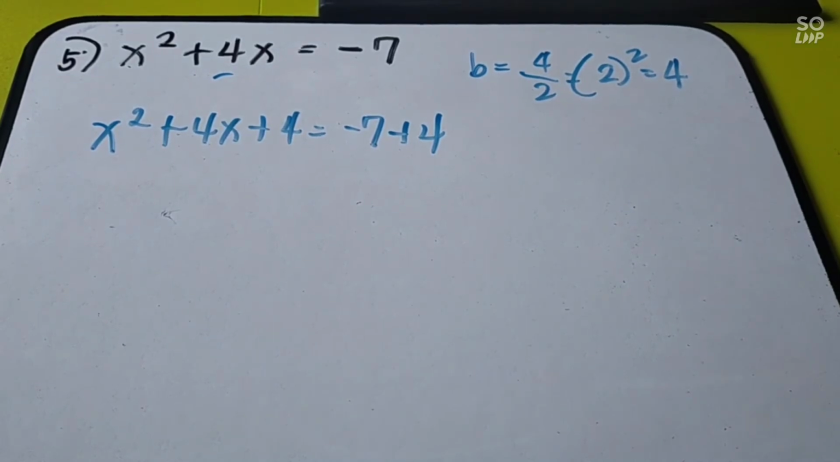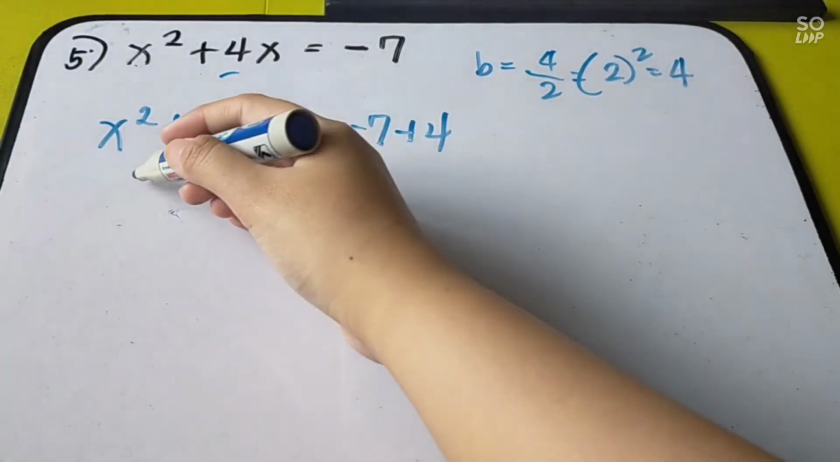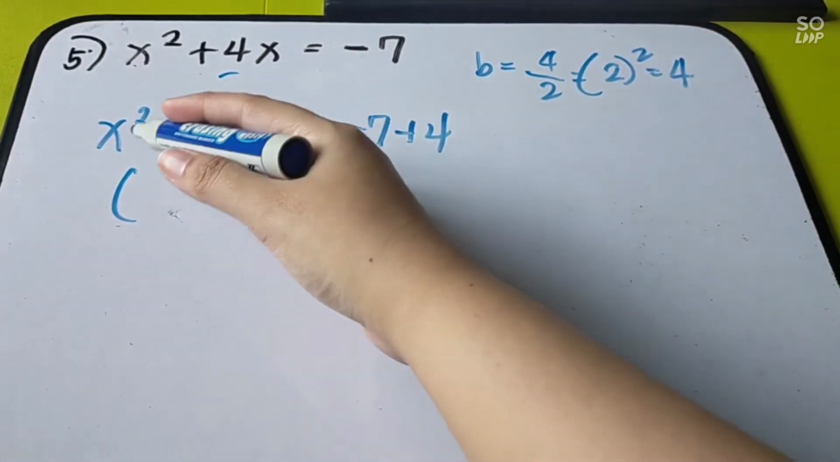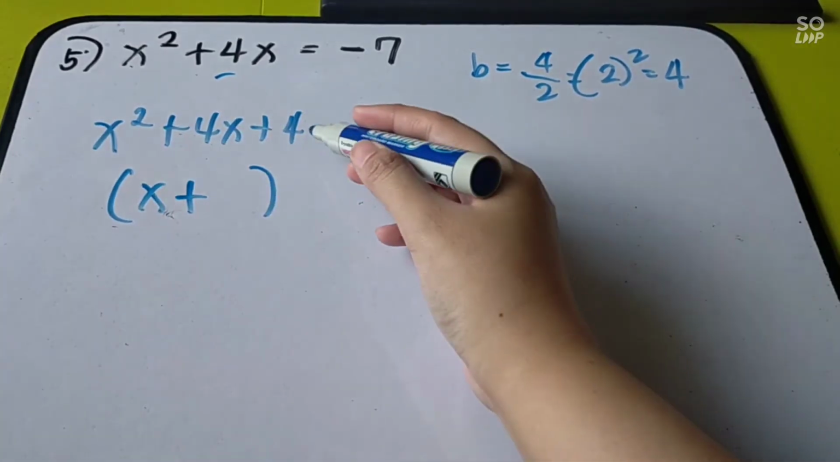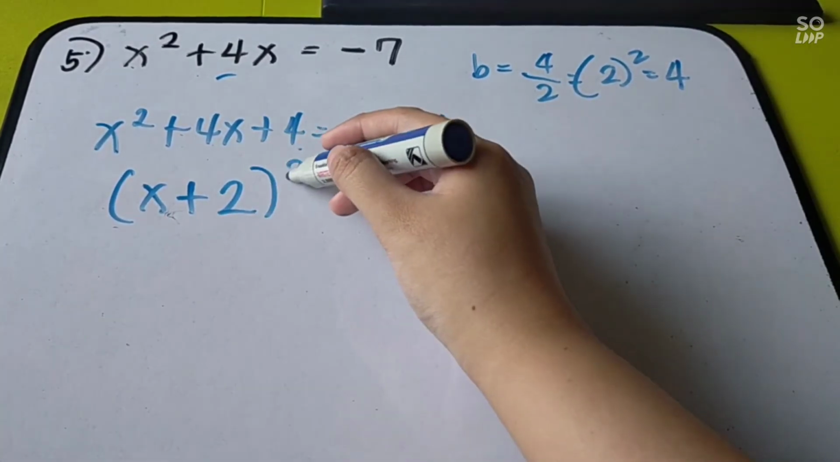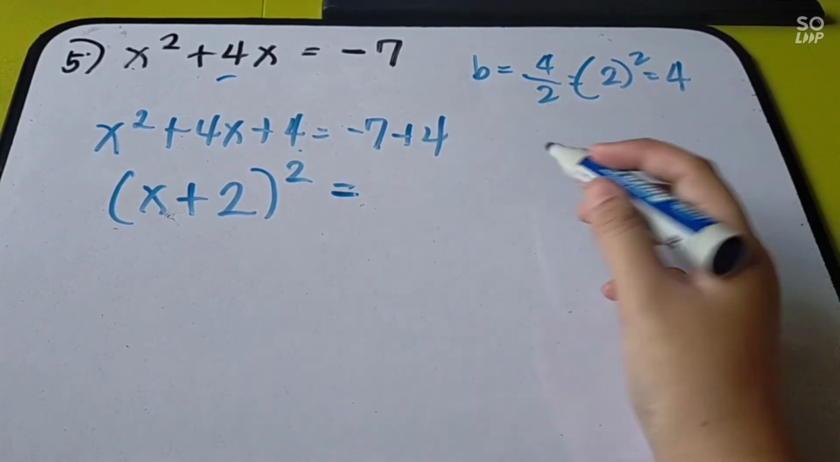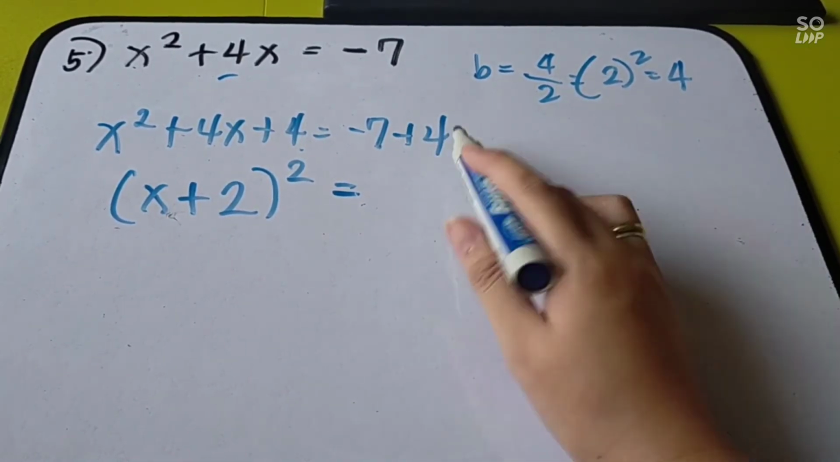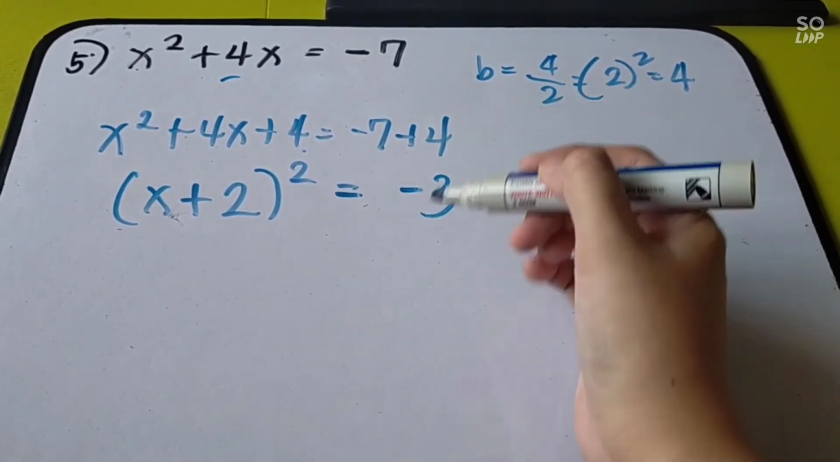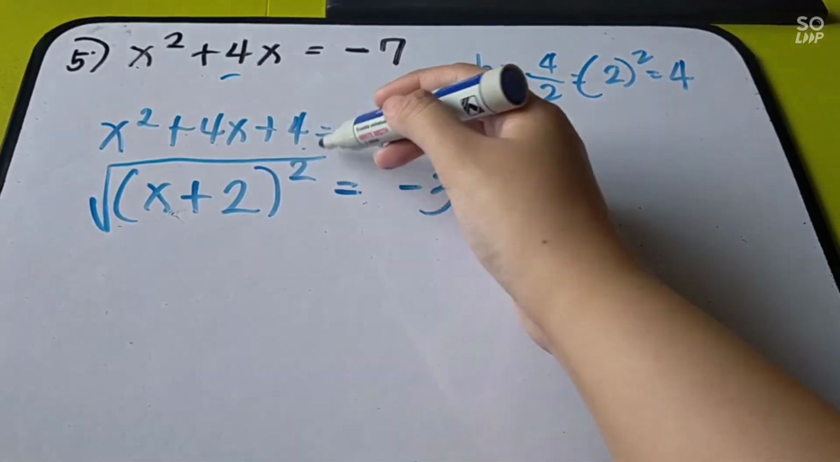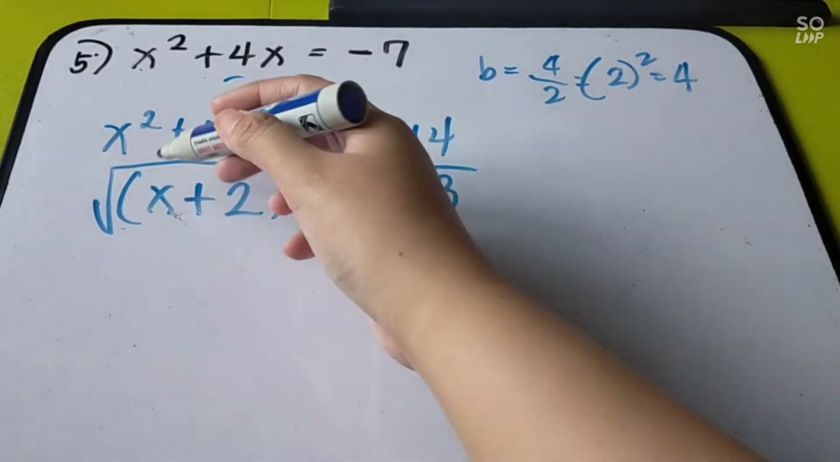Diba? Madali na. So, kapag nasanay ka naman, mabilis naman na. Then, find the factors. We have x plus square root ni 4, we have here 2. Then, squared is equal to negative 7 plus 4. The answer here is negative 3. Then, square root both sides. Square root, cancelled out.